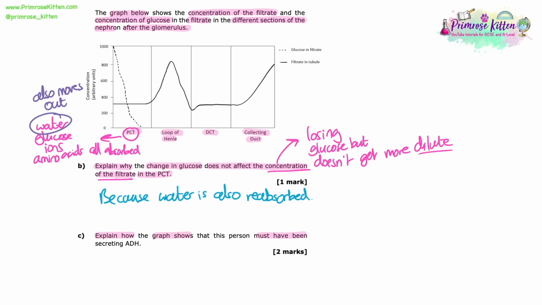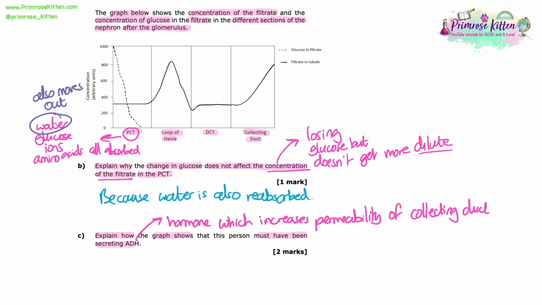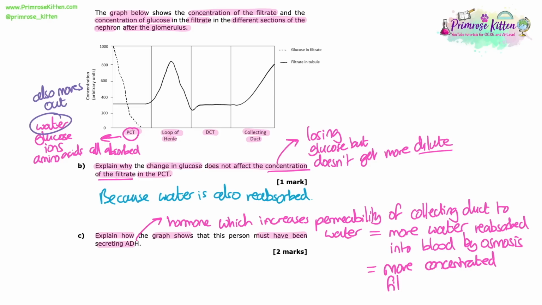Explain how the graph shows that this person must have been secreting ADH. So ADH is a hormone which increases the permeability of the collecting duct to water. This means that more water is reabsorbed into the blood by osmosis. So that would mean there'll be a more concentrated filtrate. And we can see from the graph that the concentration does increase.